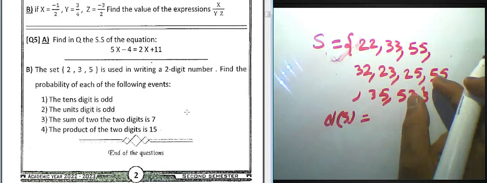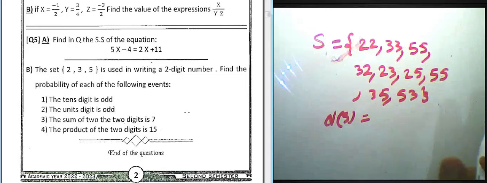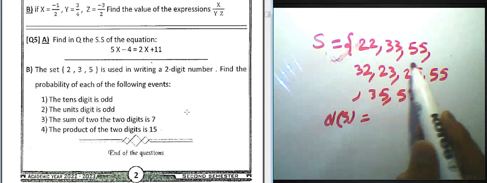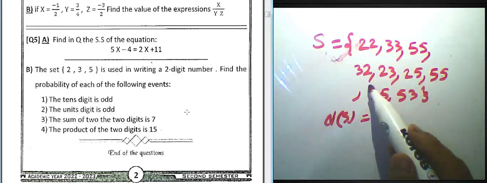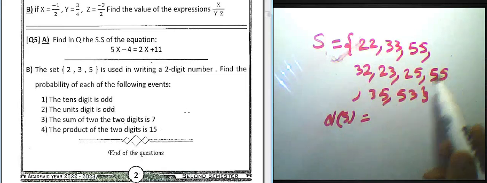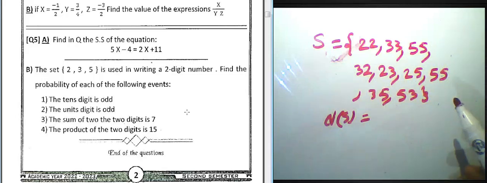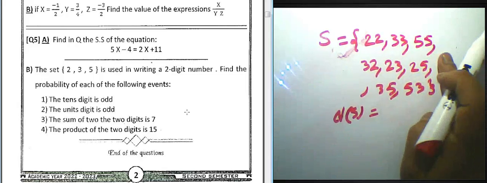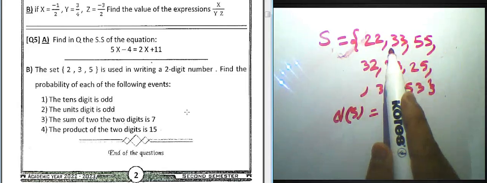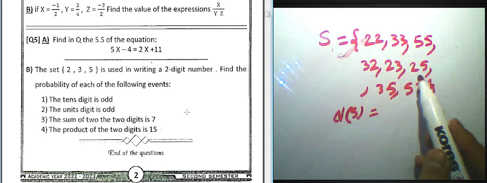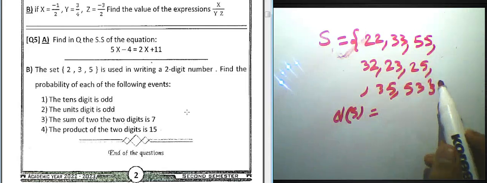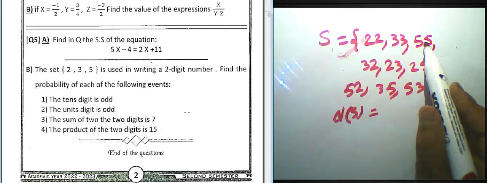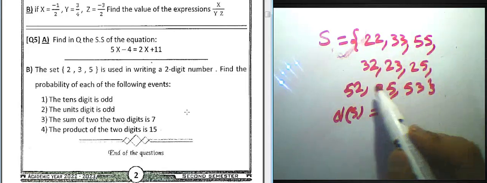Okay, the number of all elements here: 2, 4, 6, 8. How many? Count with me again, 1, 2, 3. Three numbers here. Can you replace this here? Delete this number. No, no, again. 22, 33, 55, 32, 23, 25, 52, right? 52, 35, 53. 1, 2, 3, 4, 5, 6, 7, 8, 9.